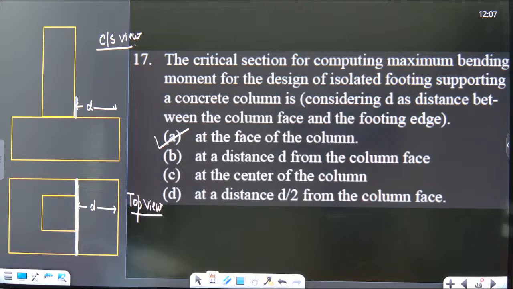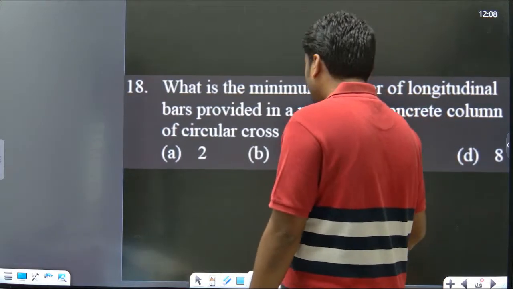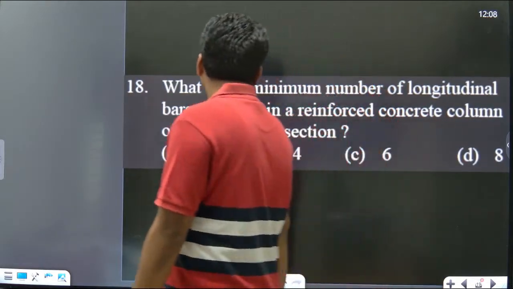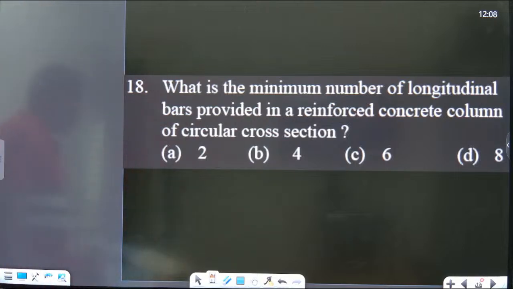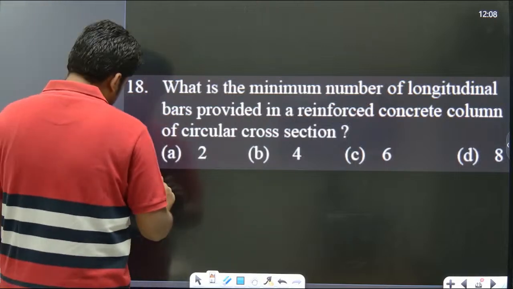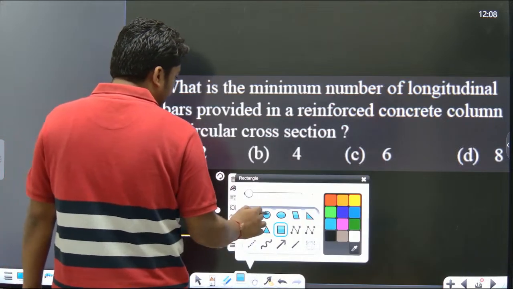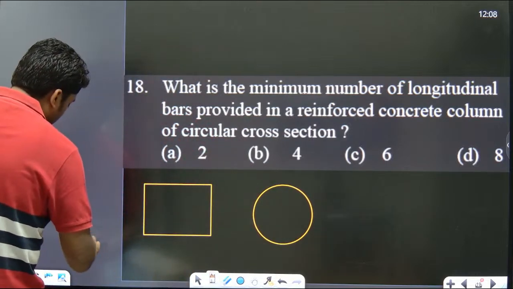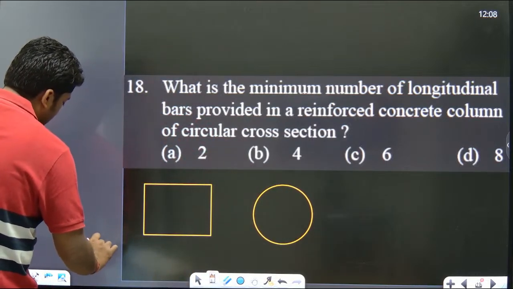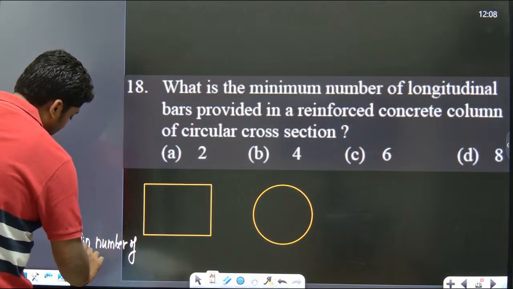Now moving ahead with the next question. Answer this question everyone. What is the minimum number of longitudinal bars provided in a reinforced concrete column of circular cross section? Please answer if the cross section is square or rectangle, and if the cross section is circular. What is the minimum number of reinforcement?